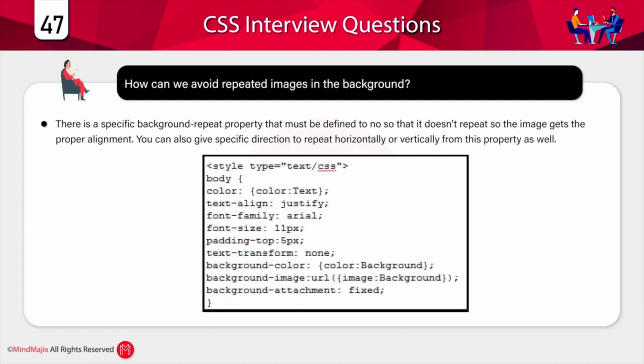How can we avoid repeated images in the background? There is a specific background-repeat property that must be defined as no-repeat so that the image does not repeat and gets the proper alignment. You can also give a specific direction to repeat horizontally and vertically using this property as well.